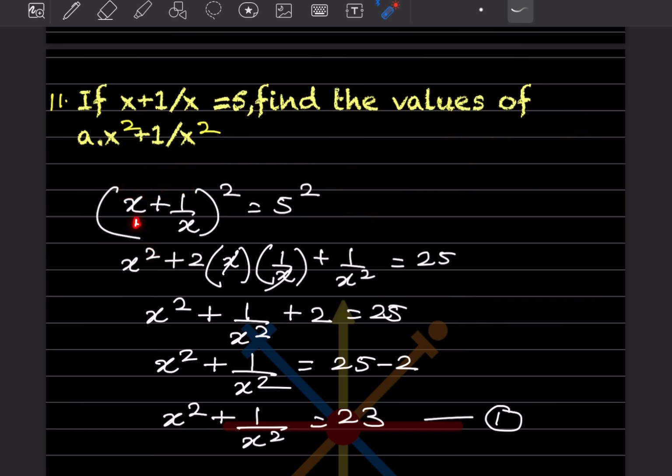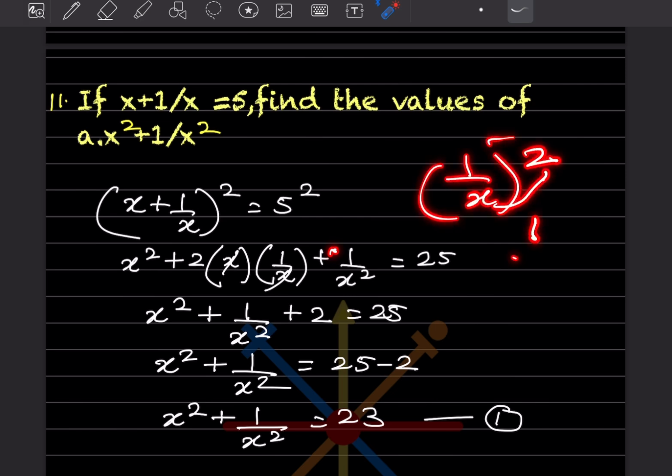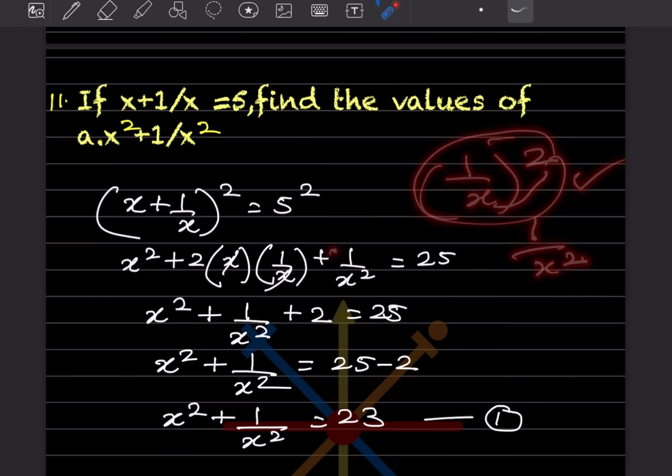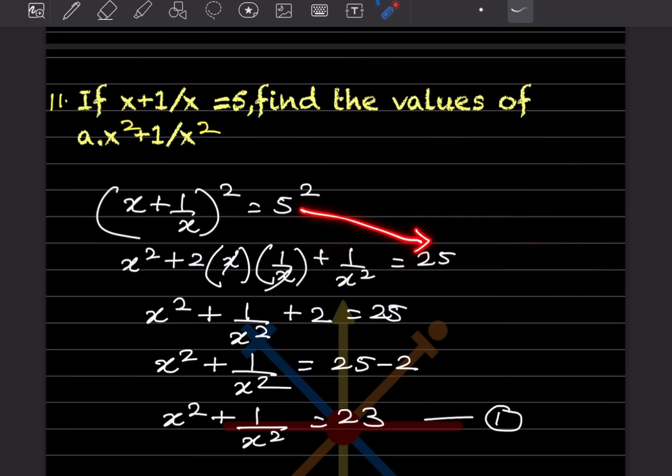So this will be a square, that is x square, plus 2ab, so x into 1 by x, and plus b square, that is 1 by x square. You can show it like this, both are the same. 1 square is going to be 1 and this is going to be the square of it. You can write this way also, this is also the same. This is going to be 5 square, which is 25.